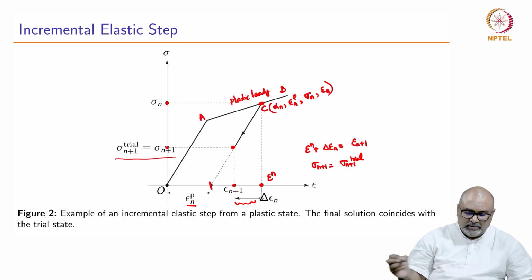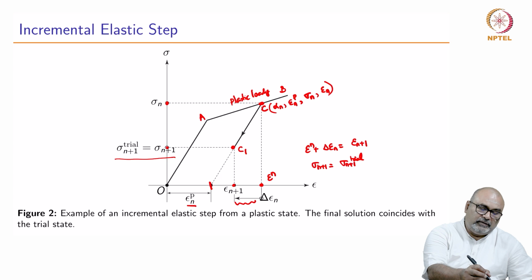That is why sigma n plus 1 will become equal to sigma n plus 1 trial when we are moving from point C, doing an elastic unloading and coming to a point C1. In this case the trial elastic step is the same as the final values obtained at the end of the step, because the step is an elastic unloading step.